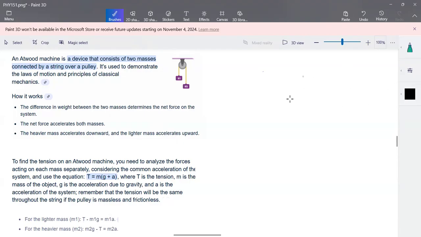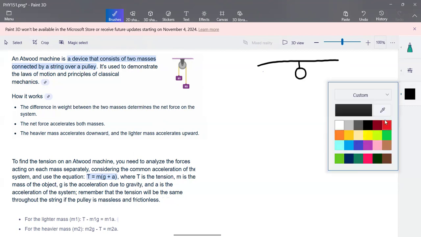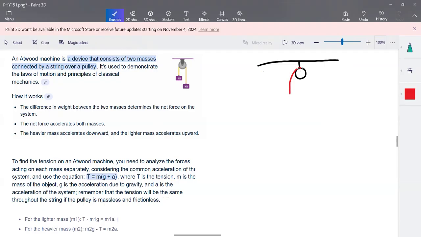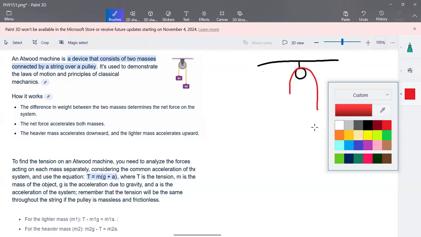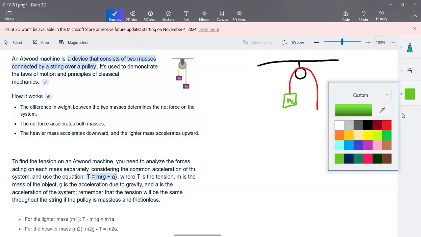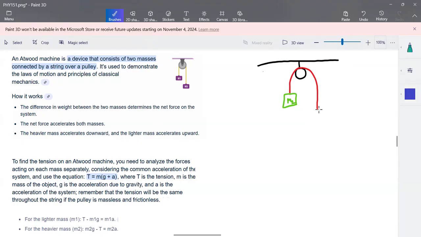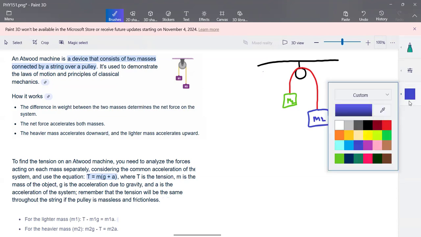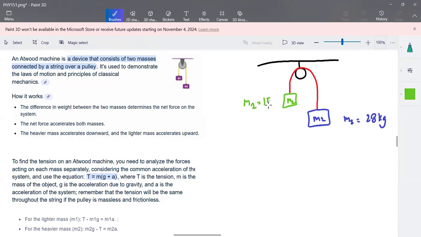I believe the question that we had was, let's say, here's your ceiling, here's the pulley. Let's make ourselves a rope. Okay, there's our rope, and we've got two things attached. I'm going to call this mass one, and I'm going to call the other one mass two. Very, very creative, I know. We're going to say mass two is, I think it was 28 kilograms in the problem that was sent over, and mass one, I believe it was 15.